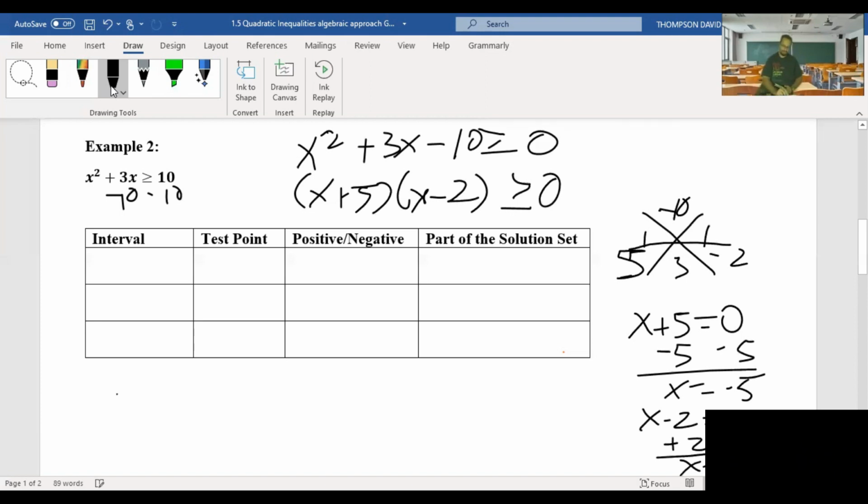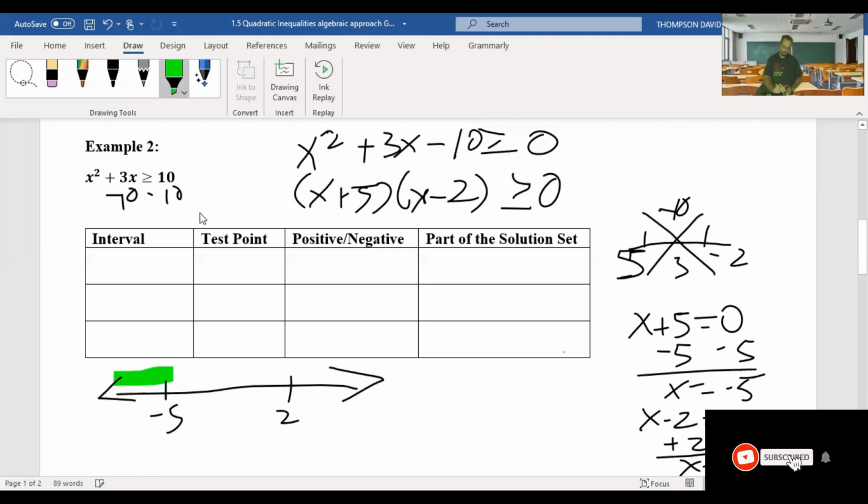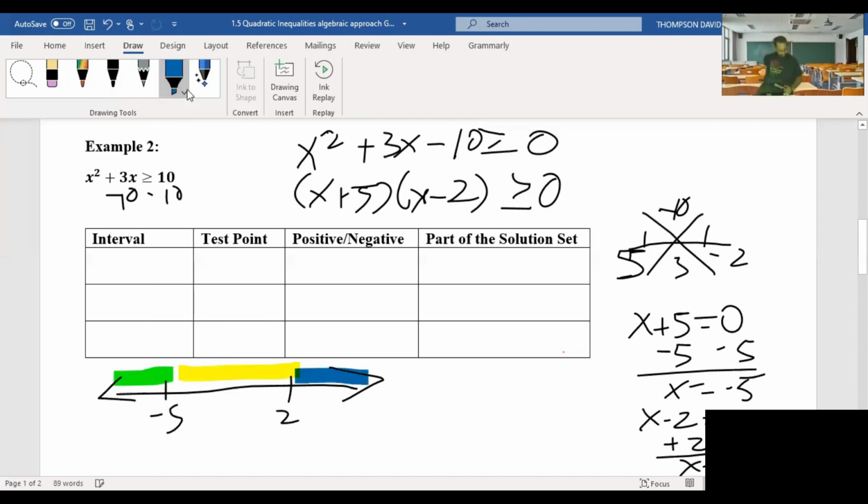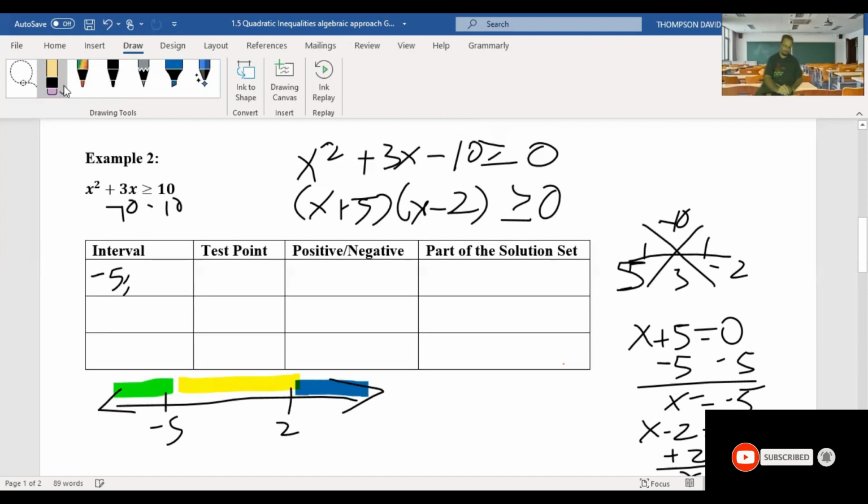So on the number line, we would have negative 5 and 2. We have 3 sections. I'll highlight each one a different color. So we have negative infinity to negative 5, negative 5 to 2, and 2 to infinity. Let's write our first interval first: negative infinity to negative 5.